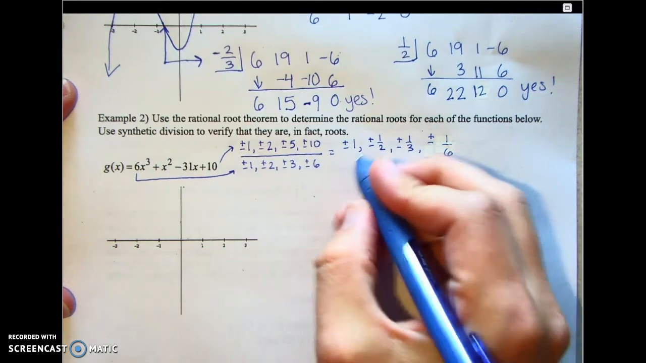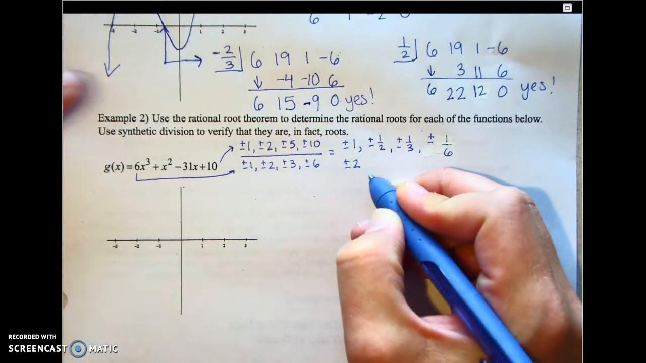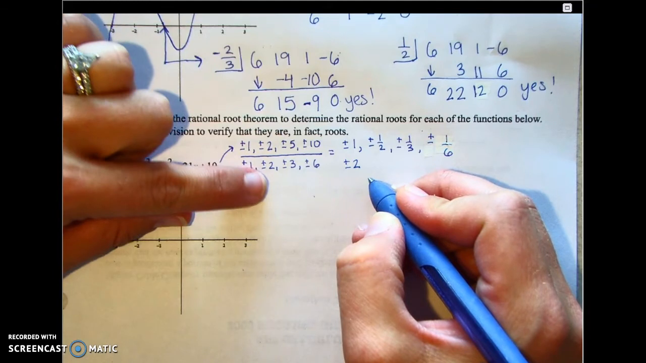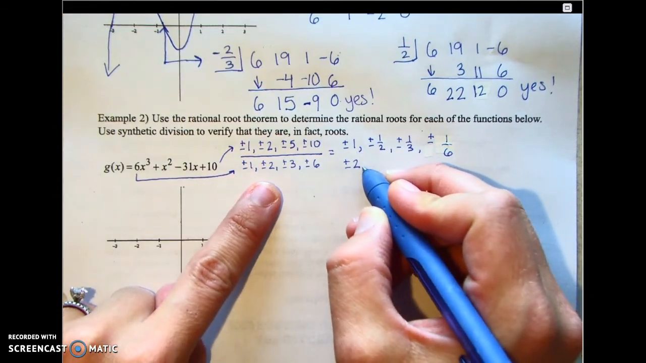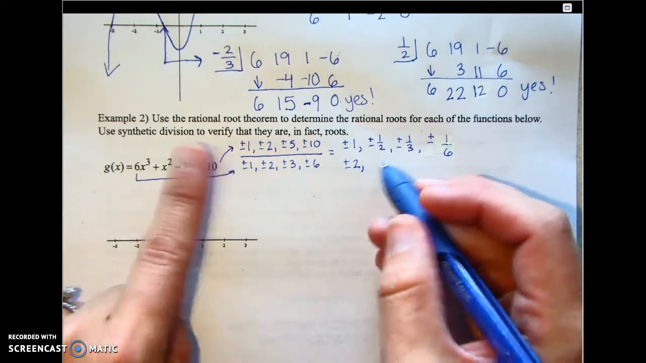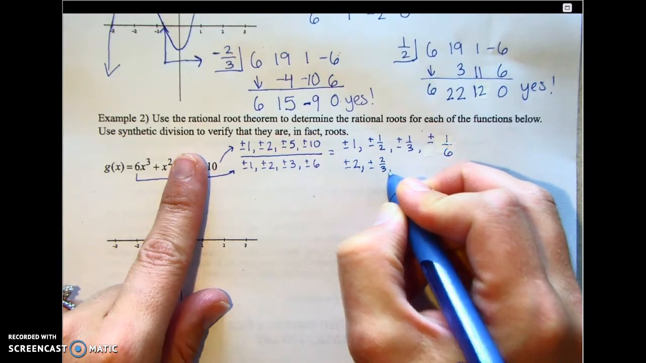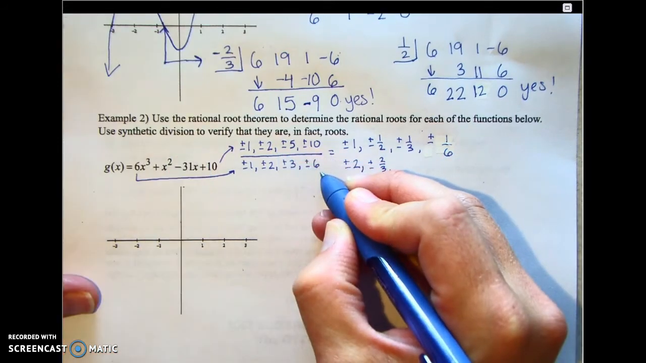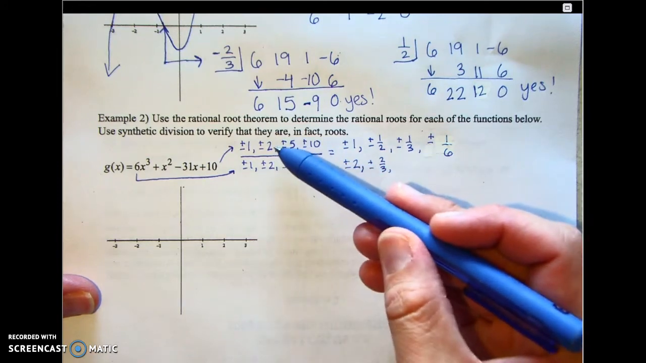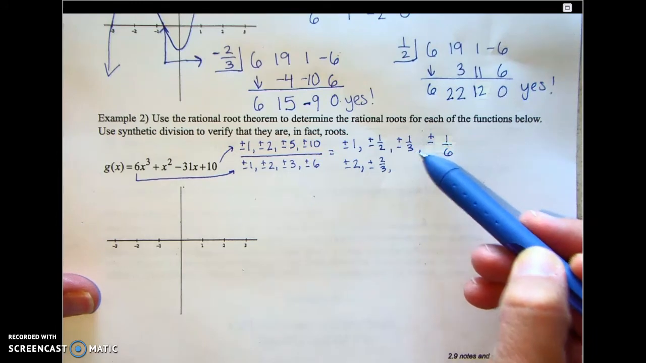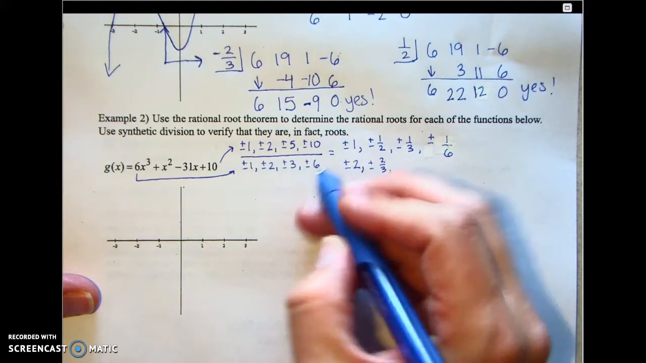Now we're going to go to 2s. Ready? 2 over 1 is 2. 2 over 2, 2 divided by 2 is 1. We already have a 1, so we're going to skip it. We don't need to write it twice. 2 over 3 is 2/3. 2 over 6. What does 2 over 6 reduce to? Does it reduce to 1/3? Okay, so we don't need to rewrite that. So that's it for the 2s. We had 2 repeats.